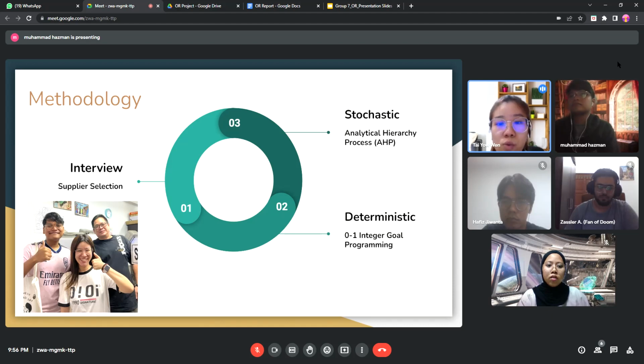So 0-1 integer goal programming was selected to be the deterministic method, in which we decide yes or no for the supplier only, by limiting the goal constraints and the priority. Whereas the analytical hierarchy process, AHP, was selected to be the stochastic method, in which the uncertain criteria that could not be calculated need to be ranked by the decision maker. Next slide.